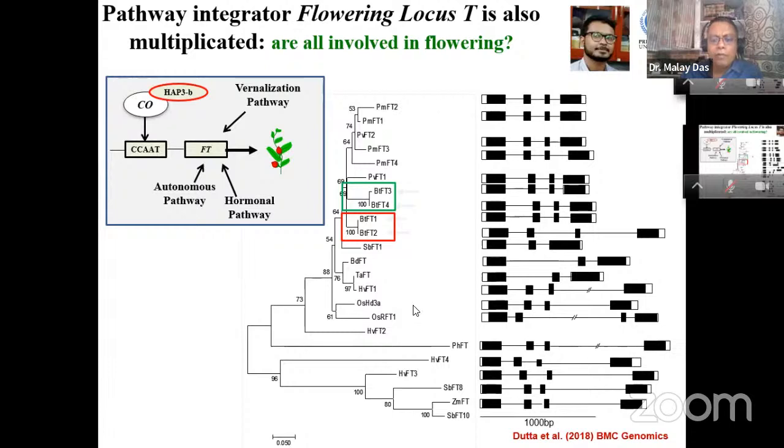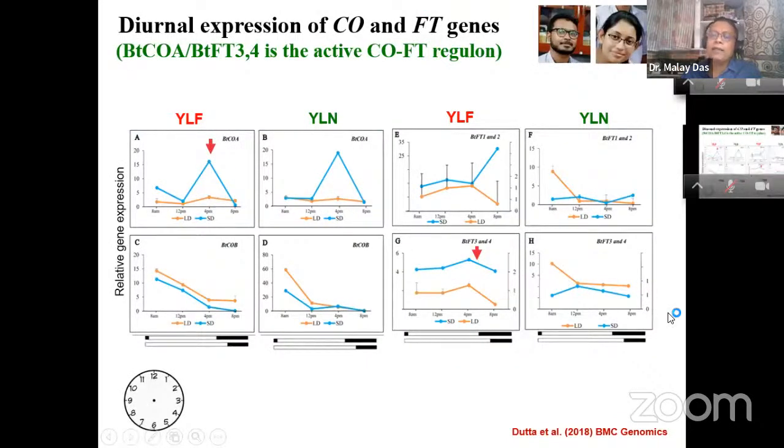Like CONSTANS, for FT we also wanted to measure the tissue-specific as well as the circadian diurnal response. Here I show you the data for the circadian response for FT, and again it is very interesting. Like COA, FT3 and 4 showed high expression at the 4 p.m. time point, while FT1 and 2 did not. That again gives us the clue that BtCOA and BtFT3/4 are the active CO-FT co-regulon, meaning BtCOA is possibly interacting with FT3 and 4 to induce flowering, while the function of FT1/2 and BtCOB is not known yet. We are pursuing some experiments to understand their functional fate in the bamboo genome.